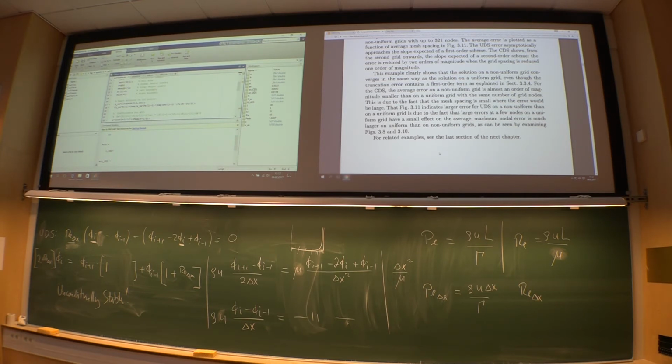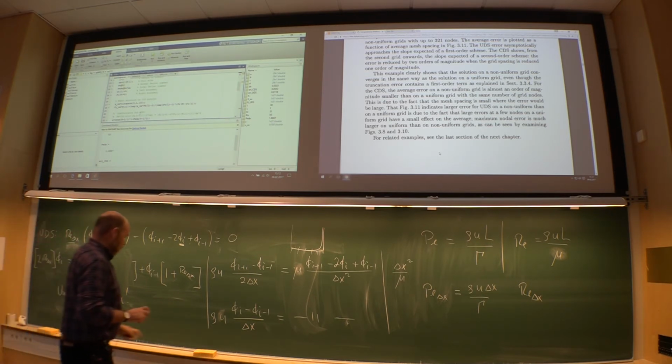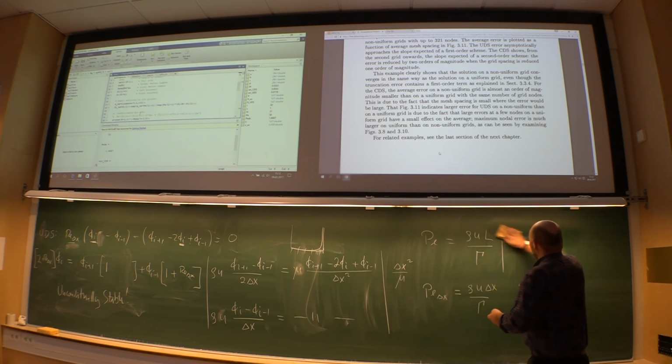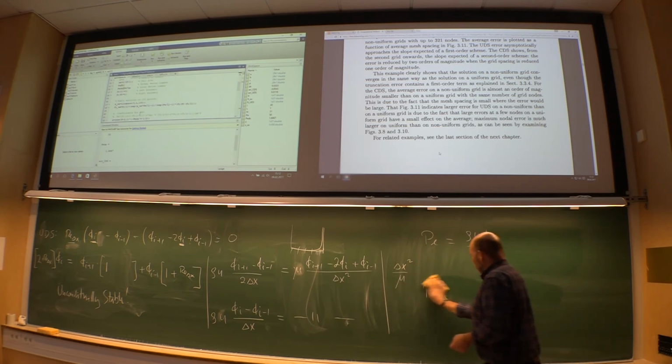Now, can we see what this upwind scheme has done? Yes, I think so. I think so. Let's have a look at the modified equation.